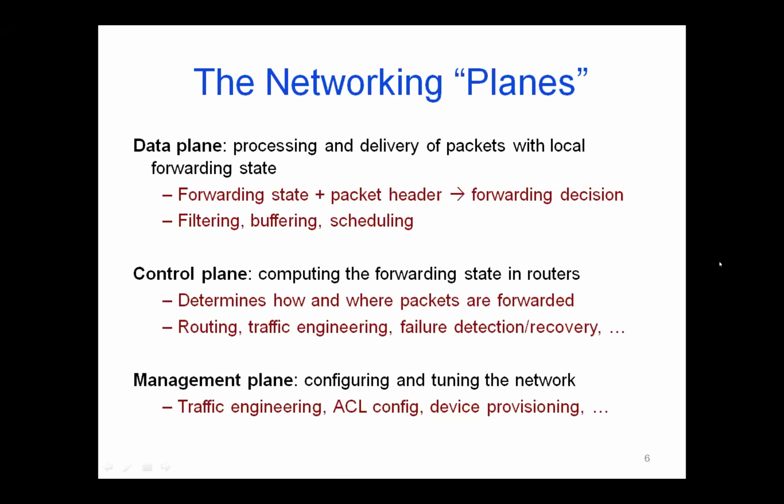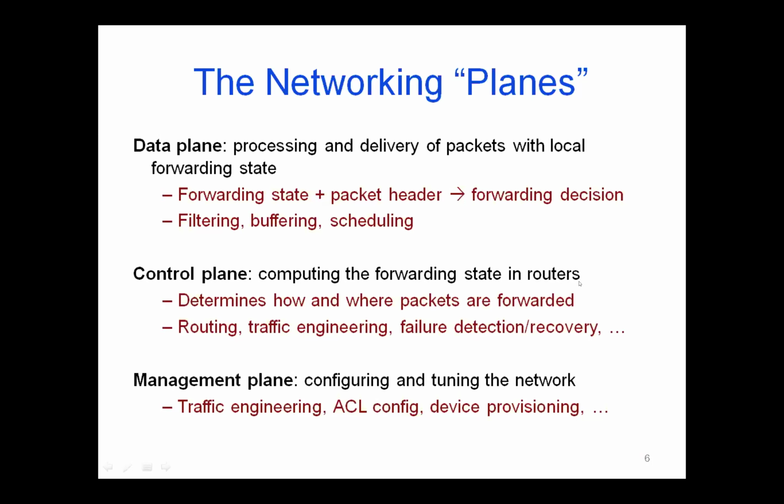In the data plane, there is the processing and delivery of packets with local forwarding state. So forwarding state plus packet header gives the forwarding decision, and filtering, buffering, and scheduling are there. In the control plane, the forwarding state in routers is computed. It determines how and where packets are forwarded, and routing, traffic engineering, or failure detection and recovery are there. In the management plane, there is configuring and tuning the network, traffic engineering, configuration, and device provisioning.